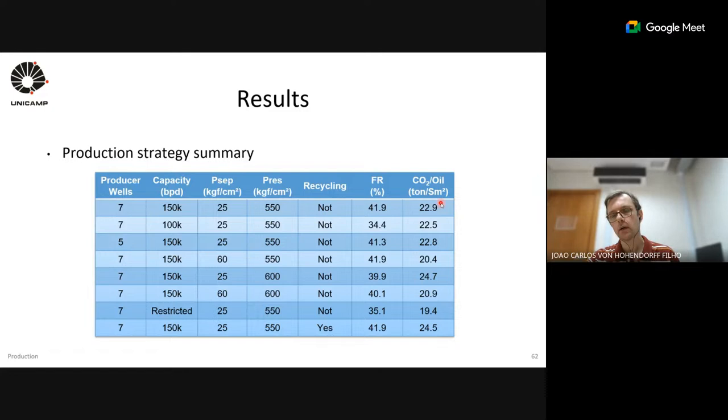It is the amount of CO2 emitted by the oil recovered. And this is an interesting number to give us ideas about how would be the best option to operate this field. Okay. But it's just an exercise to show how to use the integration approach, the impact of CO2 emissions in terms of recovery, in terms of how it's affecting the topsides and so on.